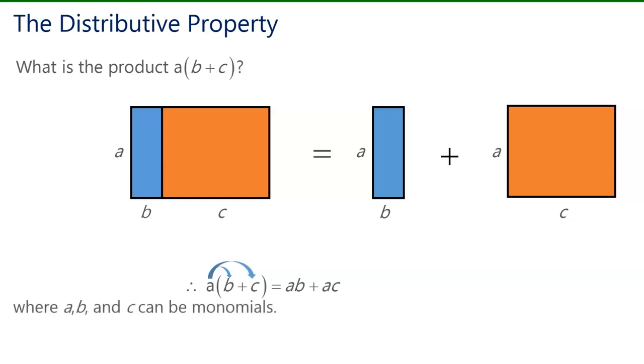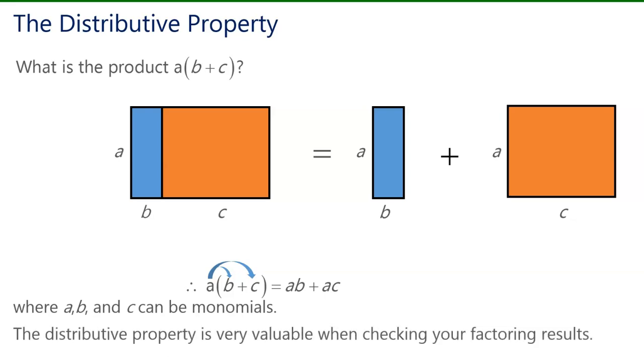Moving forward, A, B, and C can be monomials. The distributive property is very valuable when checking your factoring results. Let's multiply a monomial and a binomial using the distributive property. Here's an example. What is the product of 4 and C plus 3?